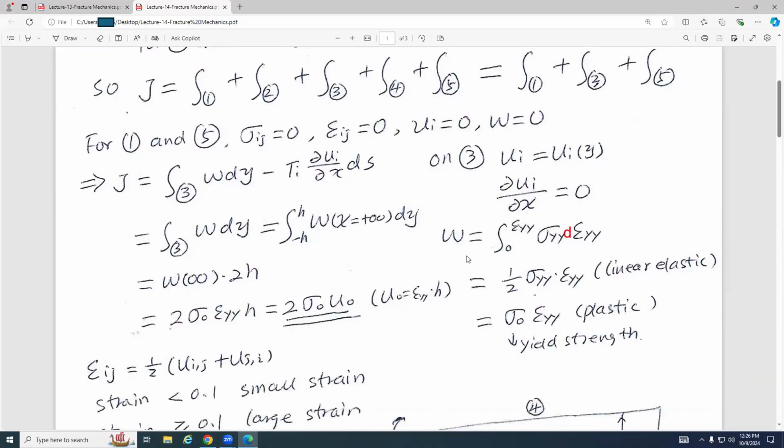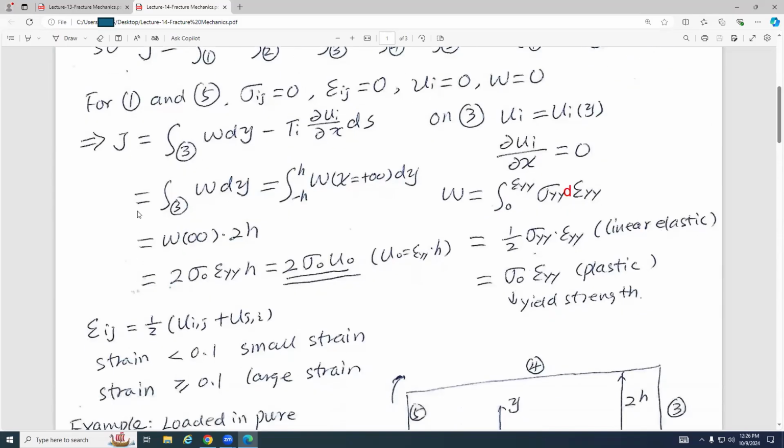So I just teach you here, as a note. How to calculate this omega, this energy density: do the integration of sigma yy with respect to epsilon yy. This is 1D, from 0 to epsilon yy. So for linear elastic, it equals 1/2 sigma yy epsilon yy. And for plastic, it is the yield strength multiplied by epsilon yy. So this is how we can calculate the J.